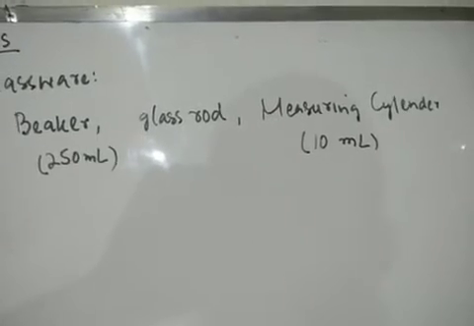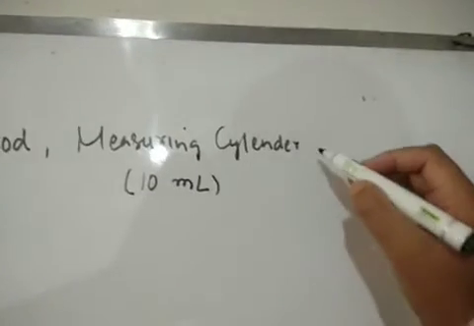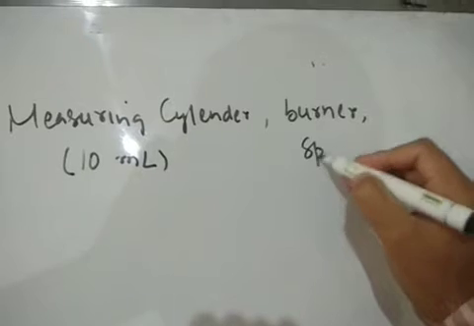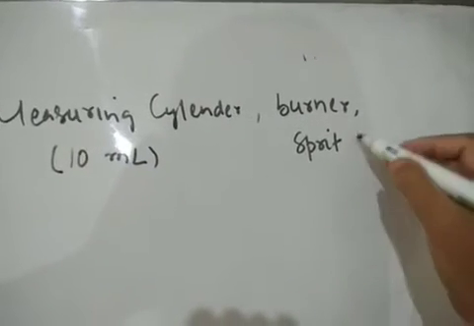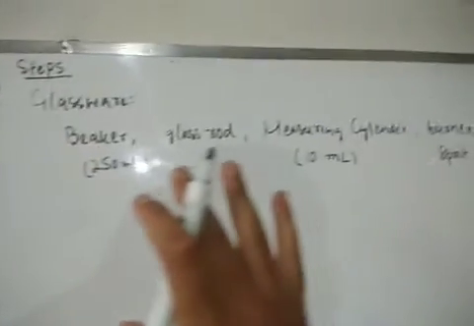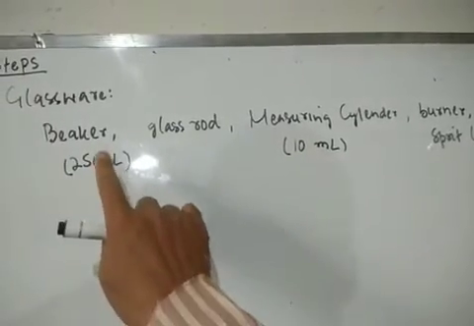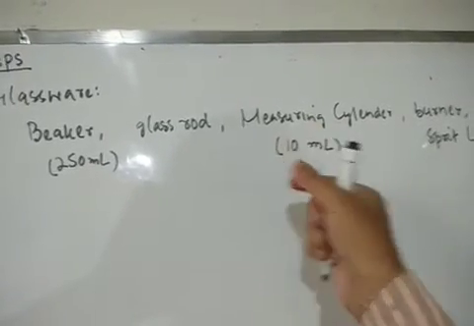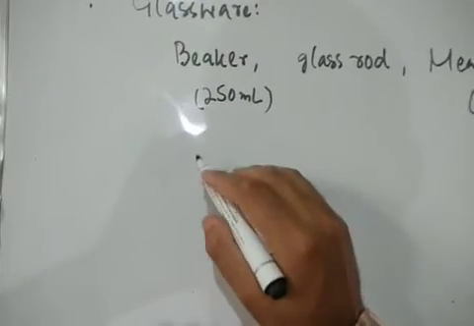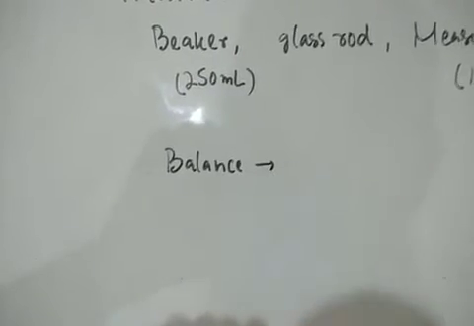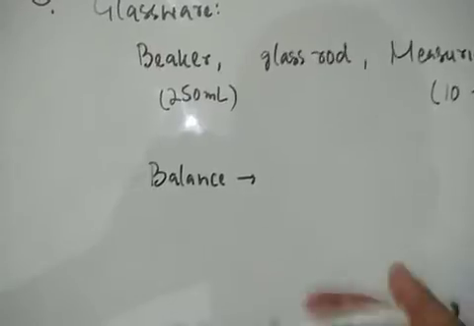And then you can also take a burner type of setup to heat this up, a spirit lamp. Lab mein sabse easy use karna hota hai spirit lamp, aur jo bhi heating ke liye available setup ho. So these are the basic things we require for the preparation of bakelite: a 250 ml beaker, a glass rod for stirring, a measuring cylinder for measurement of chemicals, a burner. You may also require an analytical balance, where we can measure how many grams or milligrams of the chemicals are required. So ye to ho gaya aapke basic glassware and the related setup.